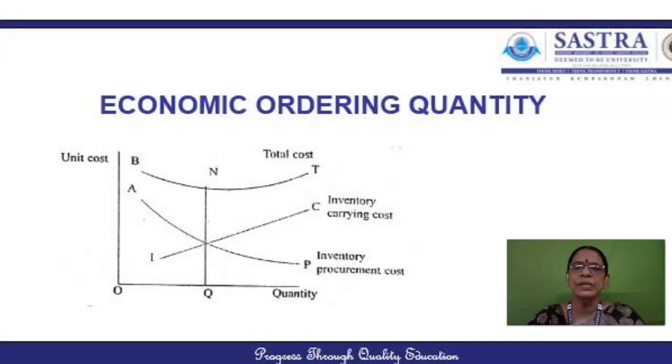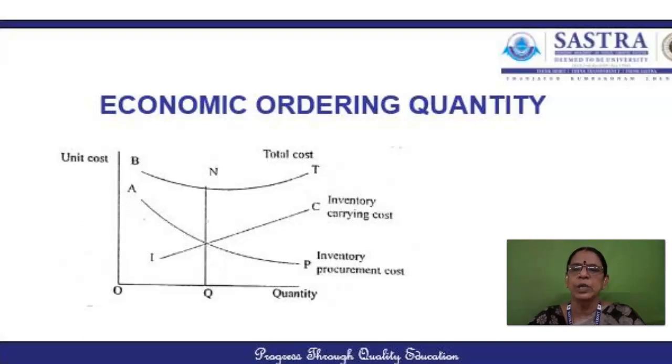Then faulty basic information. EOQ can be said to be accurate if the ordering cost and the carrying cost information are accurate. But this is not possible in reality. Ordering cost cannot be easily calculated, and once again the carrying cost will also change according to the opportunity cost of capital. So this ordering cost and carrying cost cannot be predicted accurately.